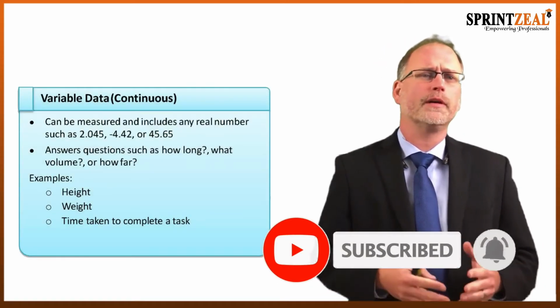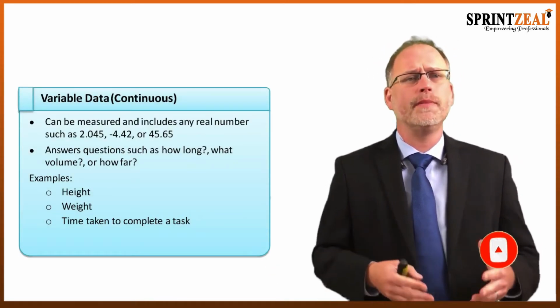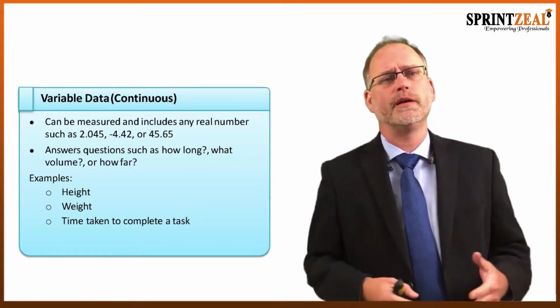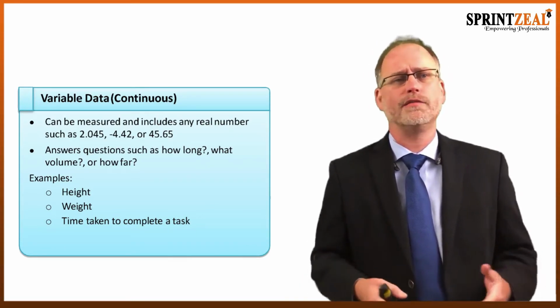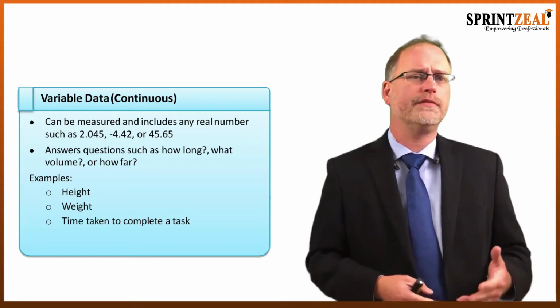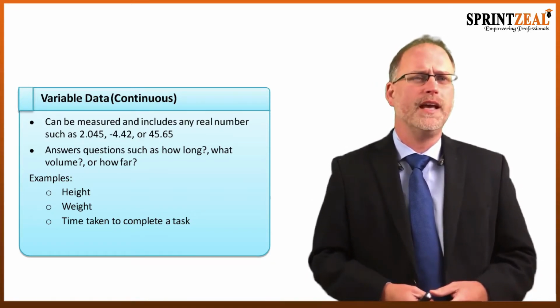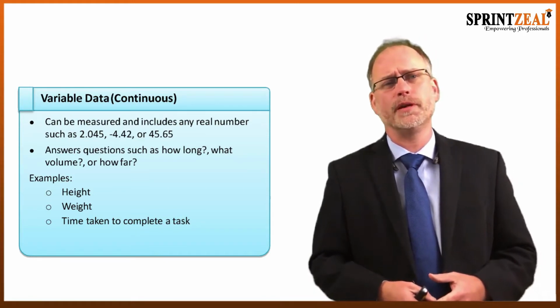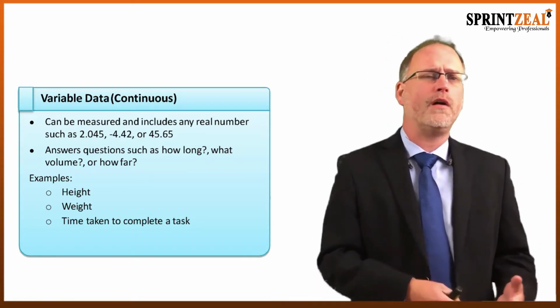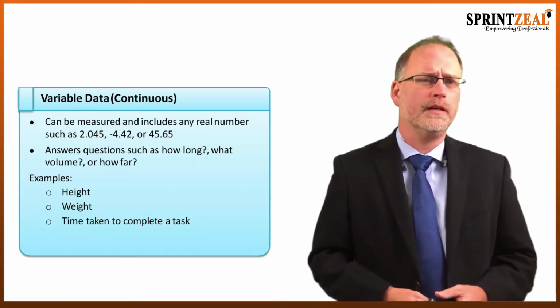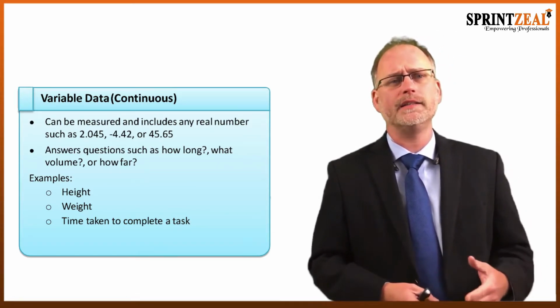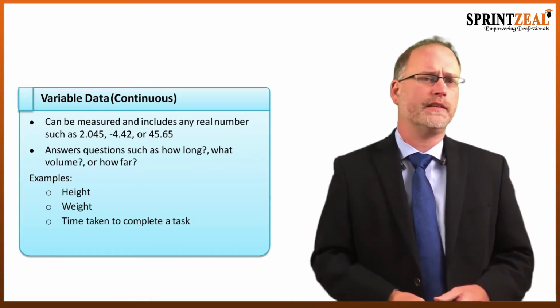With variable or continuous data, this can be measured and includes any real number, such as 2.045 or negative 4.42 or 45.65. It answers the questions of pretty much how long, what volume, and how far. Some examples would be height, weight, or the time taken to complete a task.